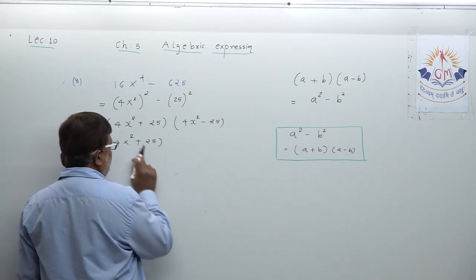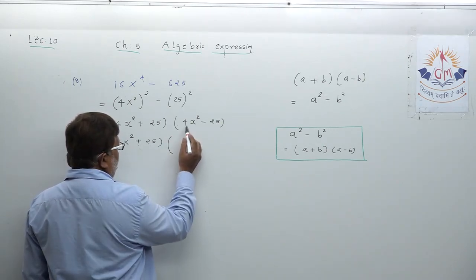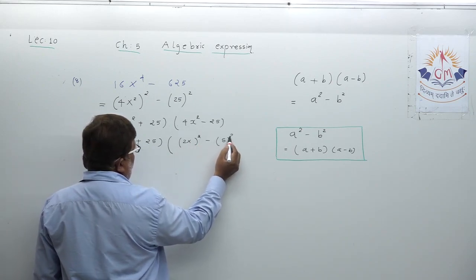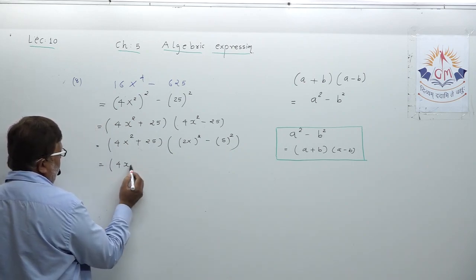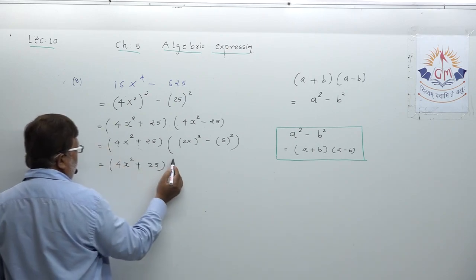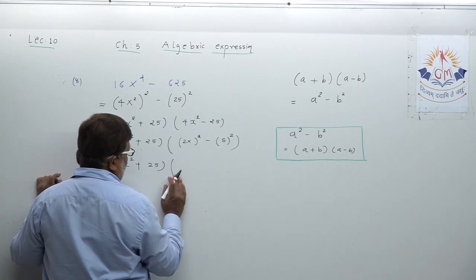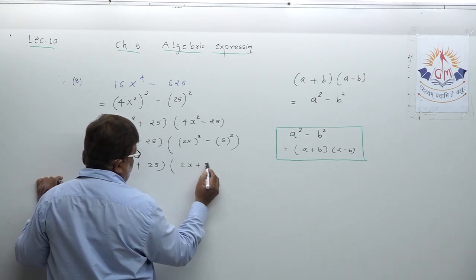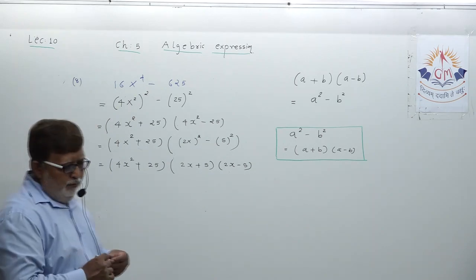Here all three conditions are satisfied. So take the square root of this, 2x whole square, square root of this, minus 5 whole square, first bracket as it is. And here, as you all know, one time plus, one time minus. So 2x plus 5, 2x minus 5. Is it clear in your mind? Verify this.